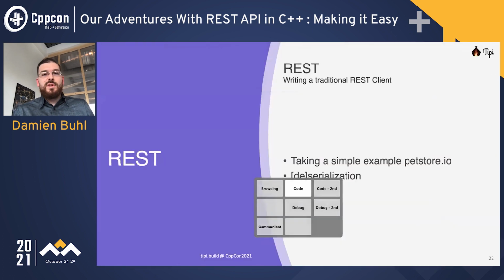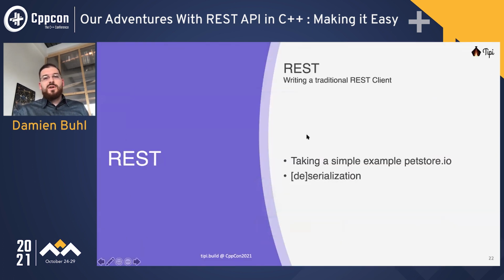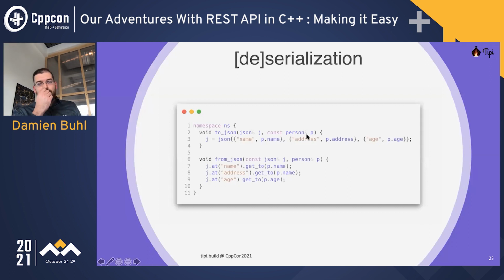The most typical way of doing things is using a library which is made for JSON. There is a super nice one, which is named nlohmann JSON. And then you can write functions that transform your data type to JSON and back. So let's look at this first.